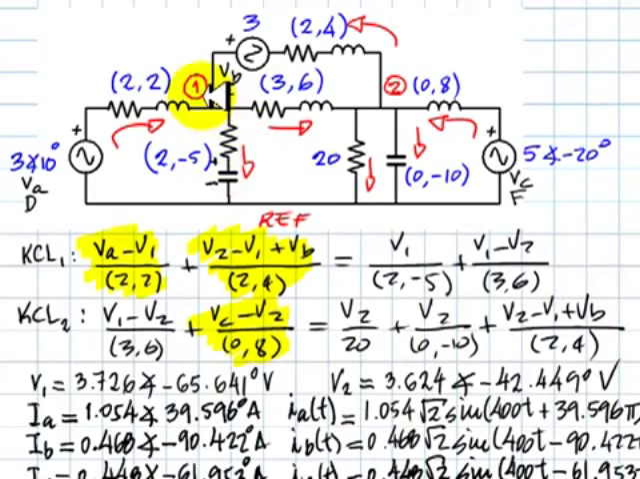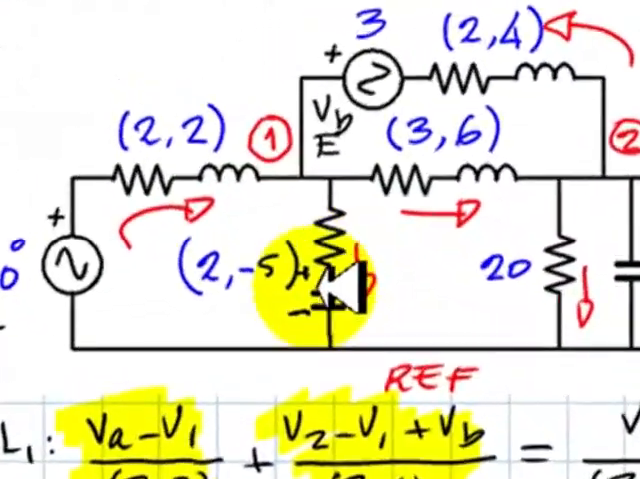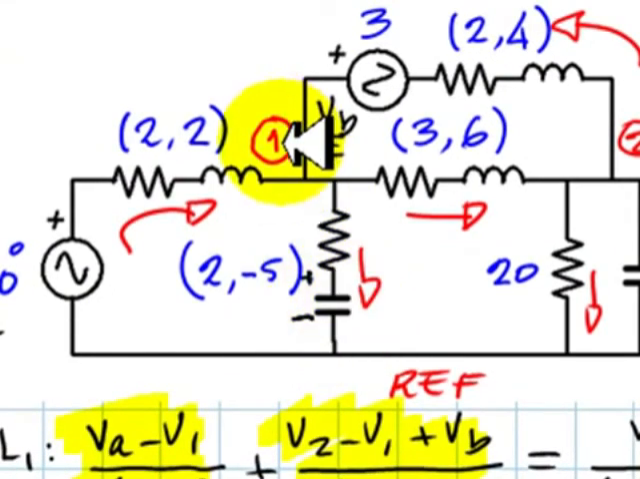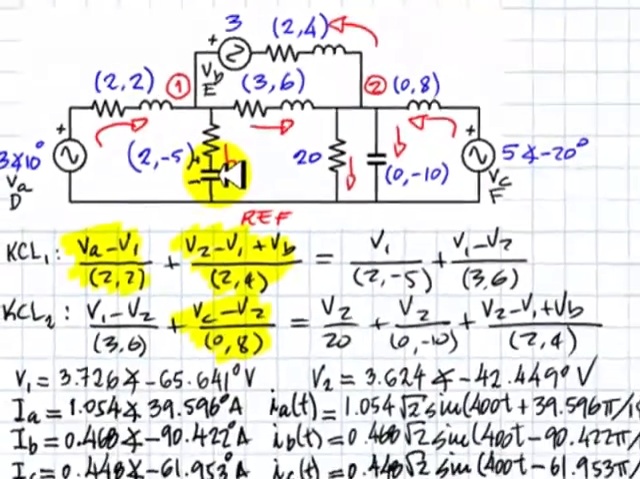And the voltage in this capacitor, this one here. Well, you know V1, and you use a voltage divider between this 2 ohm resistor and this negative j5 reactance. That way you obtain that. This voltage is V1 multiplied by negative j5 divided by 2 minus j5, and that would be the voltage here. As a phasor, you can convert that as a function of time.